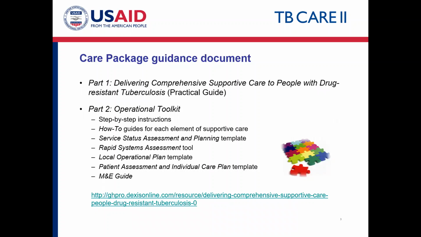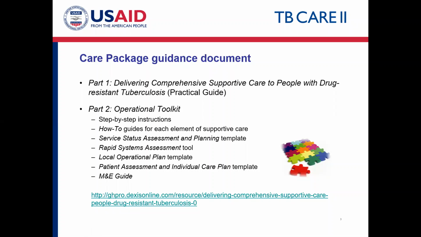So I want to make everyone aware that the guidance document has now been published. It's online. You can download it at the address on the bottom of this slide for free. And there are two parts to this document. First is what I call the practical guide. It's a short introduction to delivering comprehensive supportive care to people with drug-resistant tuberculosis. It's meant for everyone who comes in contact with people with drug-resistant TB and tries to support them in any way. And it provides the overall description of the framework that we use to actually implement a comprehensive care package.